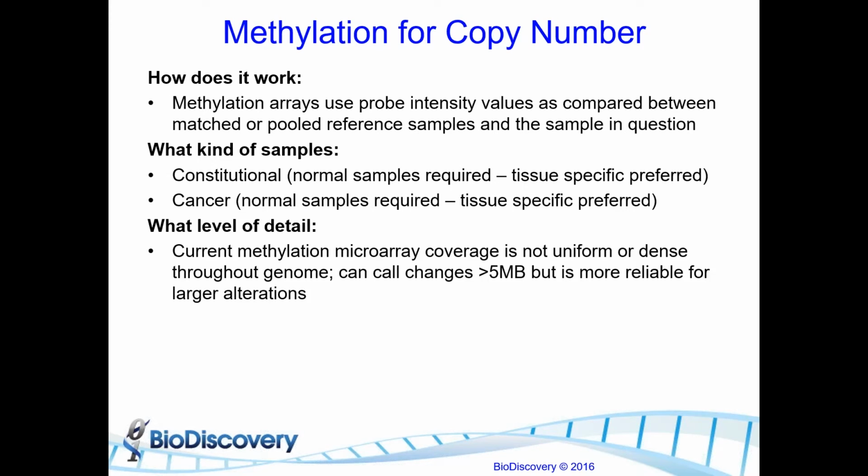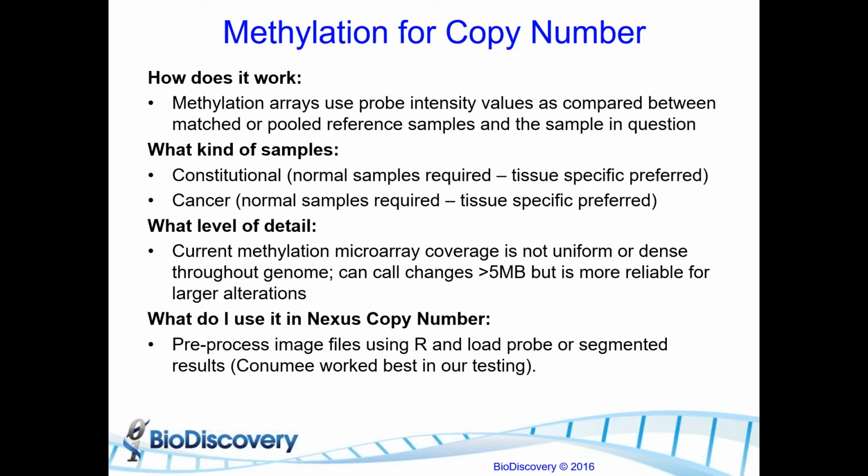The level of detail in the methylation microarrays is not as uniform or as dense throughout the genome as the other arrays are. They typically have less probes than the SNP and array CGH microarrays, and also these are going to be located primarily at promoters and CpG islands, so the coverage is not going to be quite as uniform throughout the genome. However, we can still reliably call changes of greater than 5 megabases, and even more so for larger changes, so things that are going to be parts of partial chromosomes, chromosome arms, or full chromosome changes.